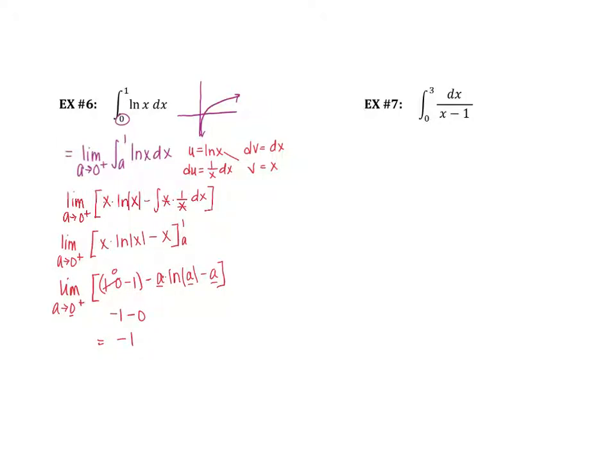Okay, this problem is very similar. Notice that we're looking over the interval from 0 to 3. However, if we have 1 plugged in, we're going to get 0 in the denominator again. So what we're going to have to do is divide this up around 1. So when we divide this up, we're going to look at the integral from 0 to 1 of dx over x minus 1 plus the integral from 1 to 3 of dx over x minus 1.